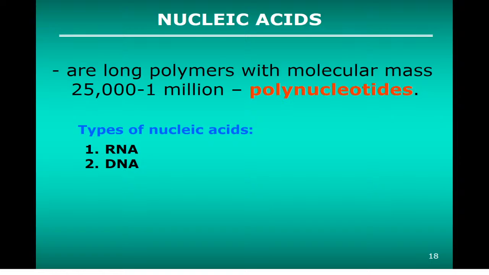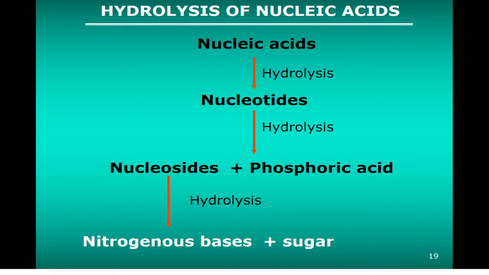There are 2 types of nucleic acids, RNA and DNA, ribonucleic acid and deoxyribonucleic acid, and they have different biochemical importance. As I hope you know, DNA is a source of genetic information, and RNA participates in protein synthesis. So let us see how these structures look.